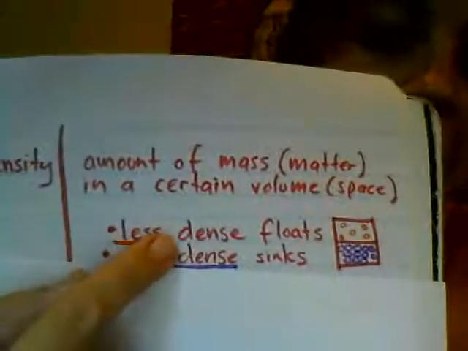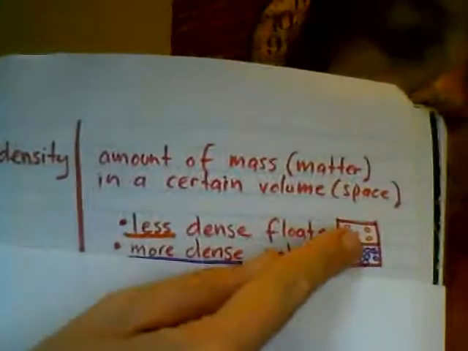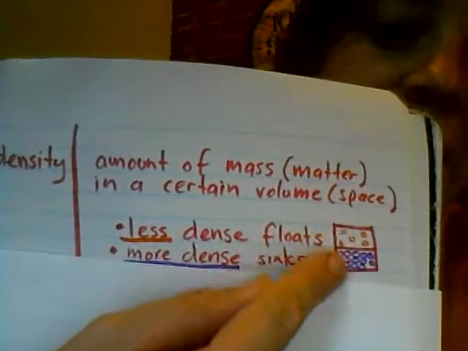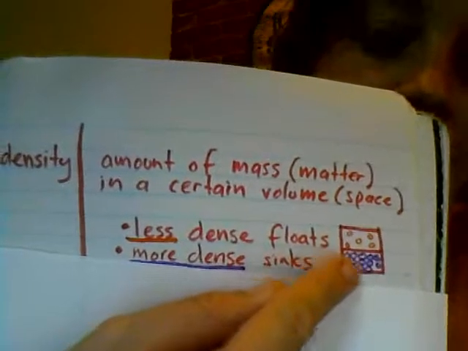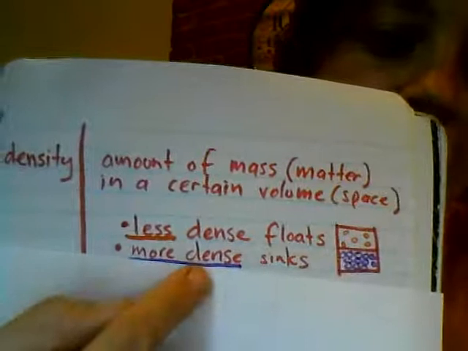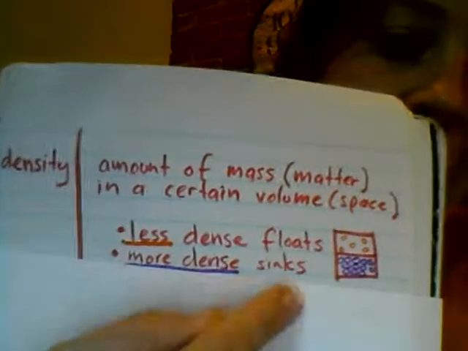So, like I just mentioned, if it's less dense, it's going to float, and as we get more dense, we sink. So less dense, like this orange, floats, and as those molecules get closer and closer together, we say that that's more dense, closer packed, and that's going to sink.